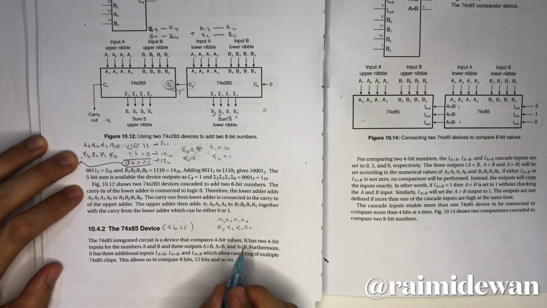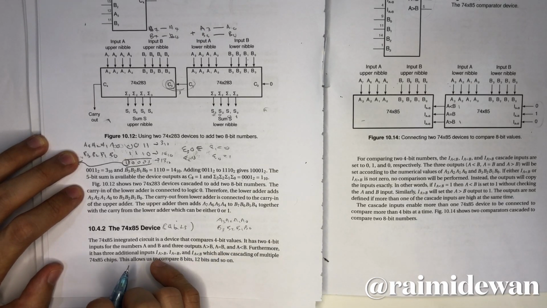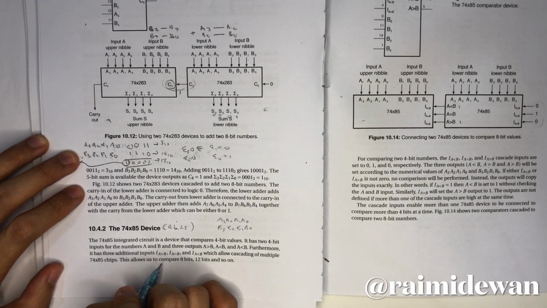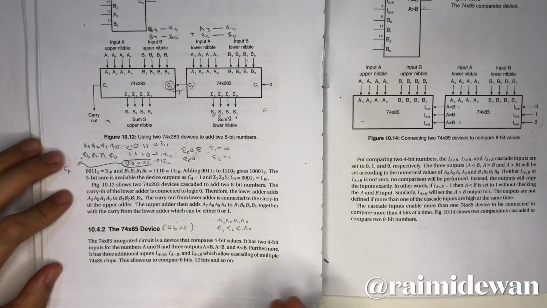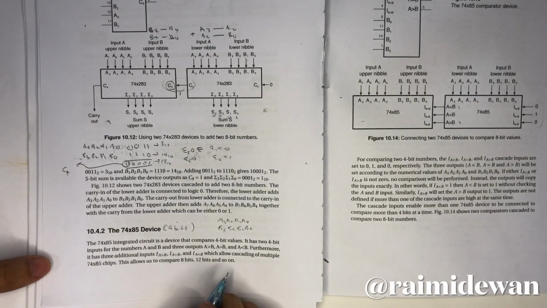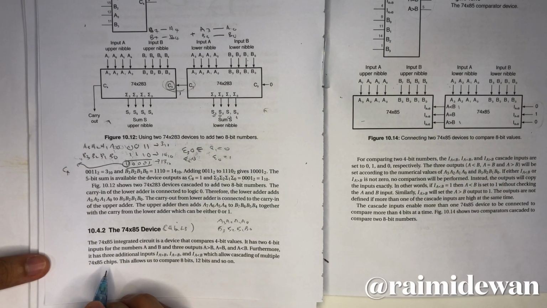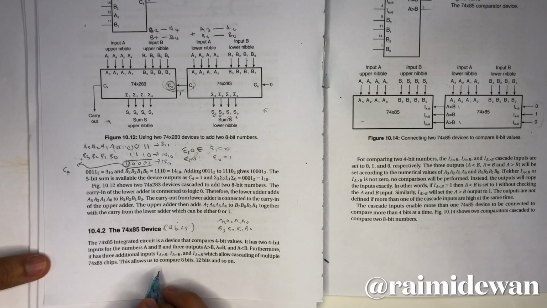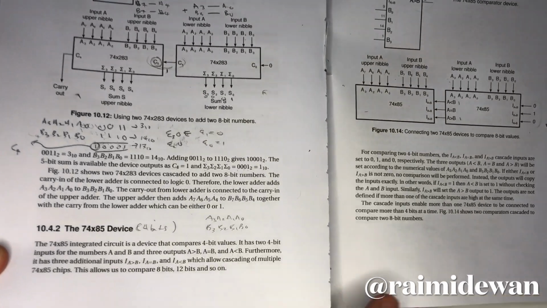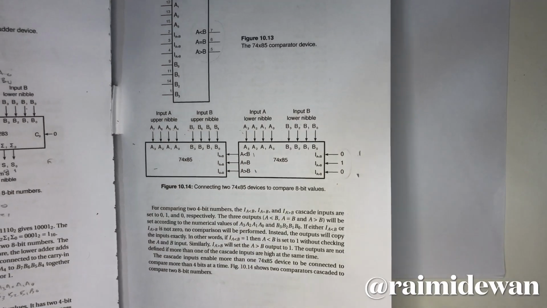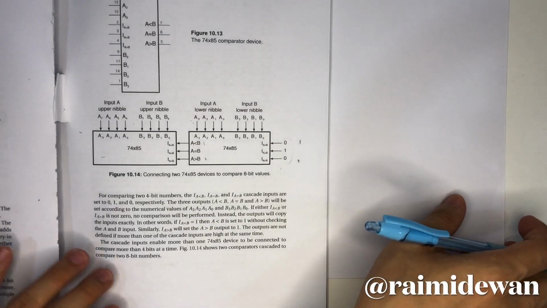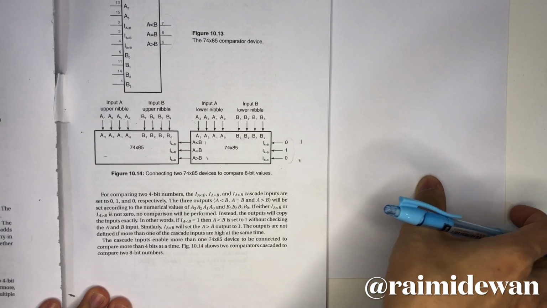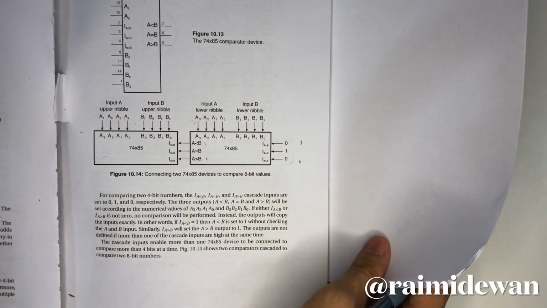Furthermore, it has three additional inputs, which are IA greater than B, IA equals to B, and IA less than B, which allow cascading of multiple 7485s. This allows us to compare 8-bit, 12-bit, and so on, if you want to have a bigger comparison.